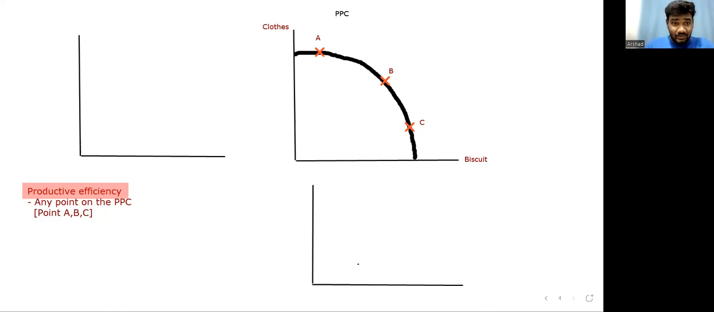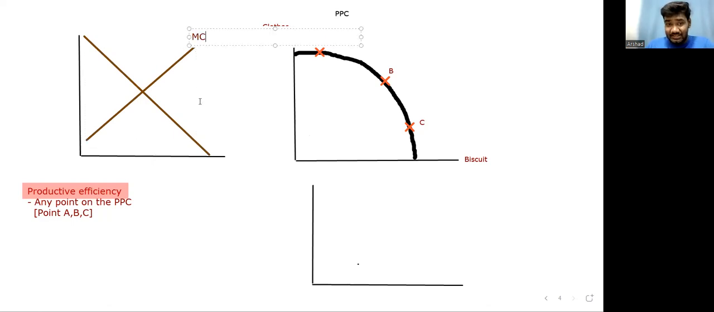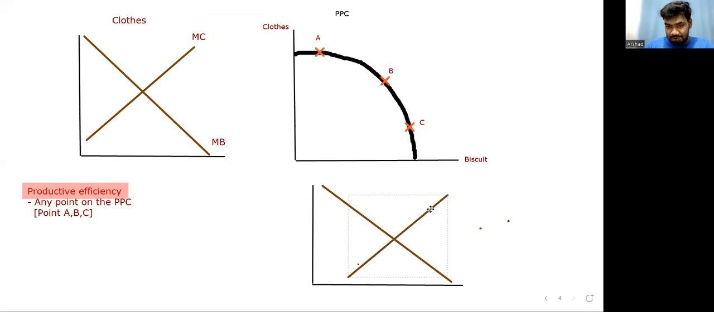Then, we'll draw this now. We'll draw the marginal benefit curve, which is downward sloping. The marginal cost curve is upward sloping. I'm not going to go into very much detail on cost and benefit. This is the marginal cost and benefit for clothes, and this one here is the marginal cost and benefit for bread. So we have MC and MB.